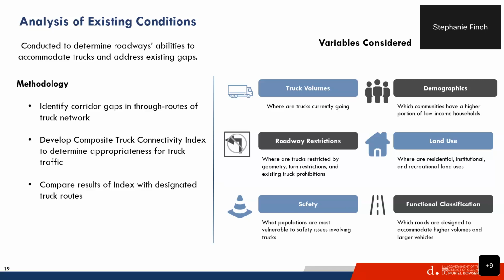We evaluated whether routes or potential routes would be going through residential neighborhoods, institutional land uses, or recreational land uses. We looked at the functional classifications of roads, and that's a way of saying, what type of road is this? Is this a narrow local road that's meant for light traffic, or is this an interstate, say, that is engineered for heavy truck traffic?